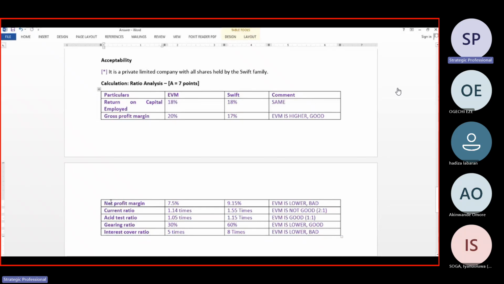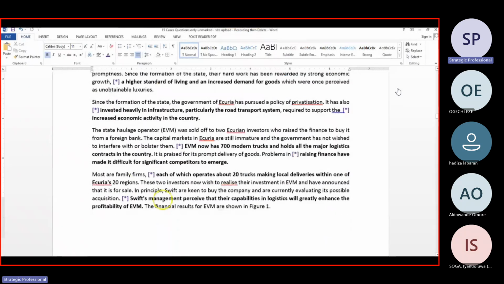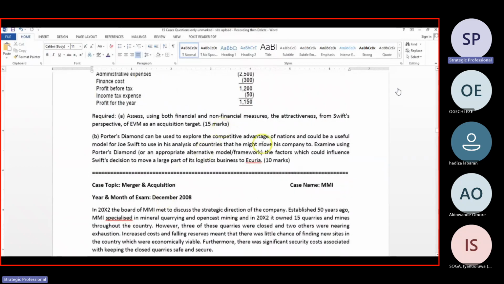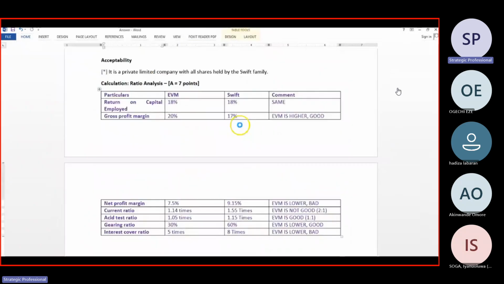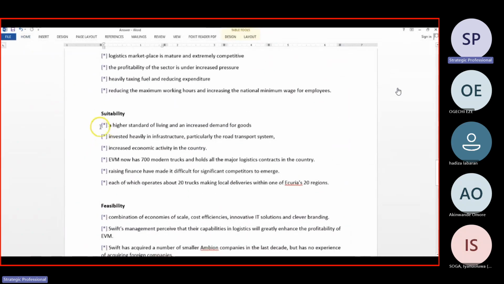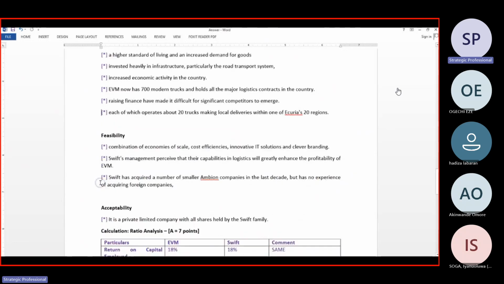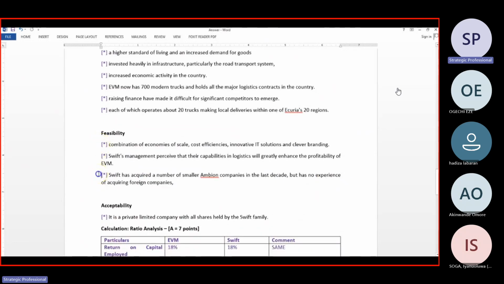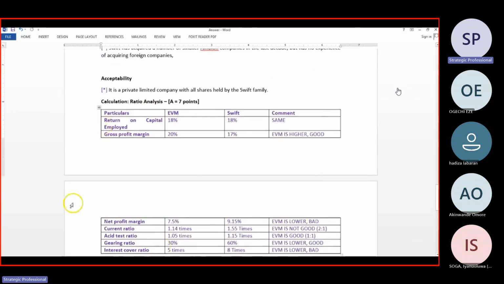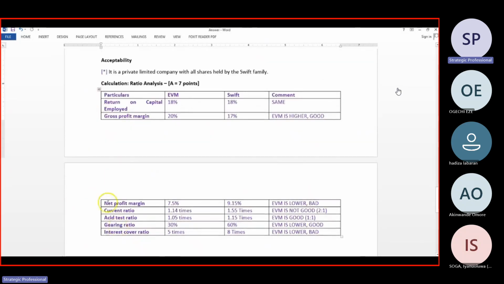So how many marks are allocated for this question? The total marks allocated for this question is 15. We should have effectively generated 15 points. In terms of suitability, we have generated 6 points. In feasibility, we have generated 3 points. 6 plus 3, 9. And in terms of acceptability, we have created 1, so that's around 10. And these ratios, in total, we have discussed 7. So 10 plus 7, we have discussed 17 points.